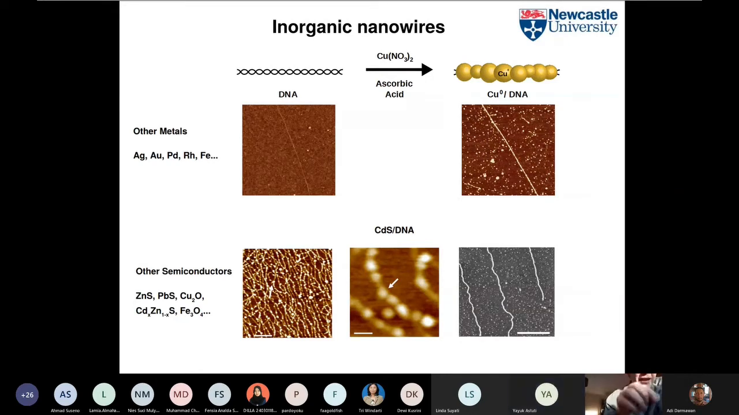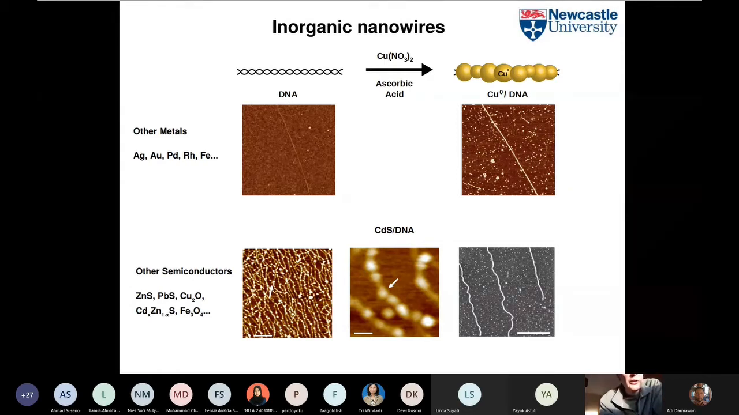I'm terribly sorry. Okay. The atomic force microscope images on this slide show examples of metal nanowires at the top and semiconductor nanowires on the bottom. The example at the top is a copper nanowire prepared by mixing copper 2 salt, that is copper nitrate, with Lambda DNA, and the copper 2 ions bind to the DNA molecules, which have many binding sites for metal ions, the phosphate backbone and the nitrogen of the bases.